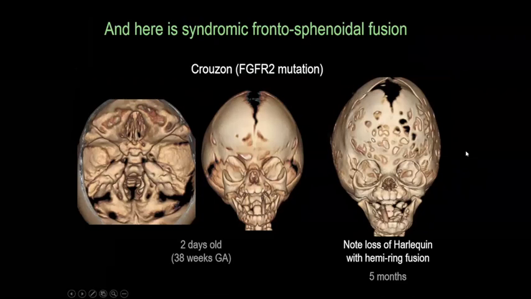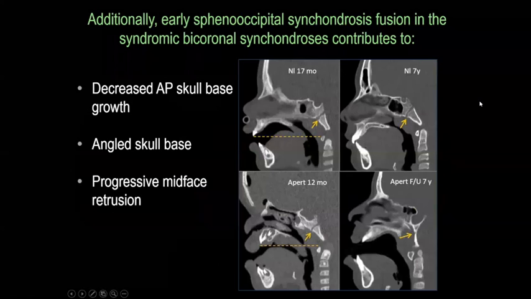Here is syndromic frontosphenoidal fusion in a Crouzon patient here at 2 days of age, 38 weeks gestational. You can see that there is a relative harlequin eye, which alters as long as there has been progression of the hemiring fusion. Here, taking a look here, that's not a very straight line. Here you have coarctation of the foramen magnum already at 2 days of age.